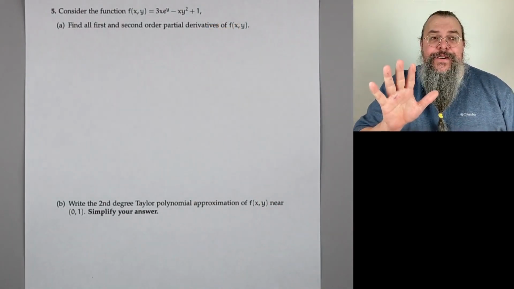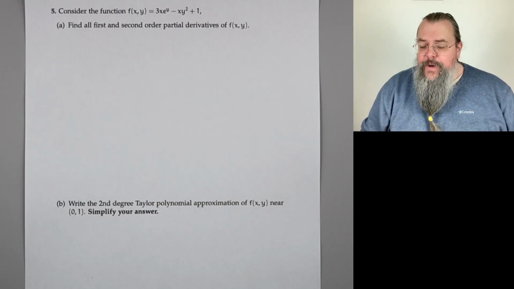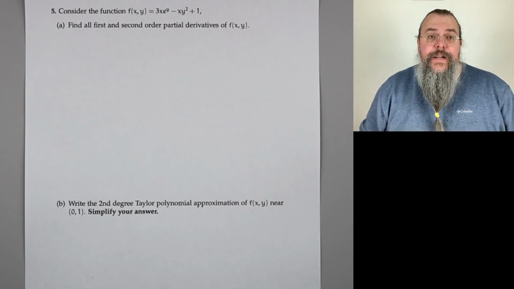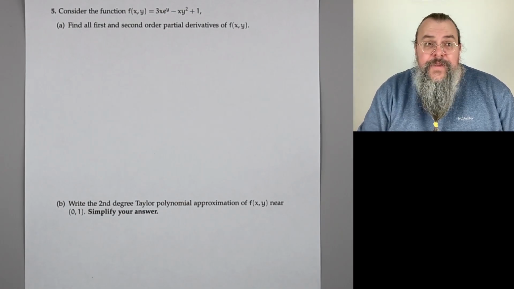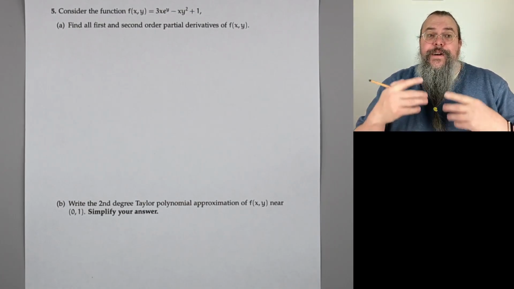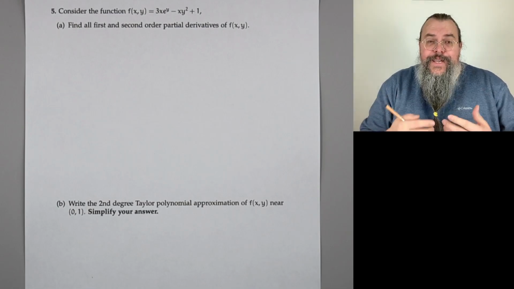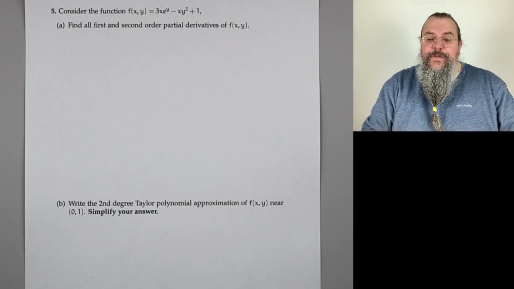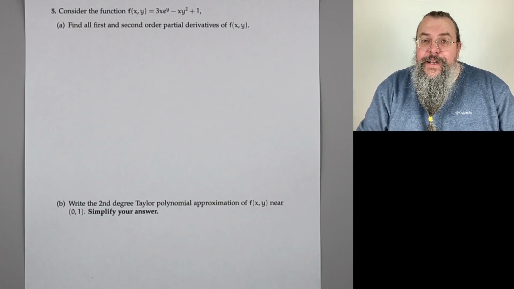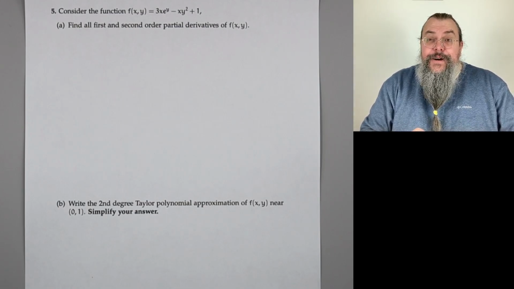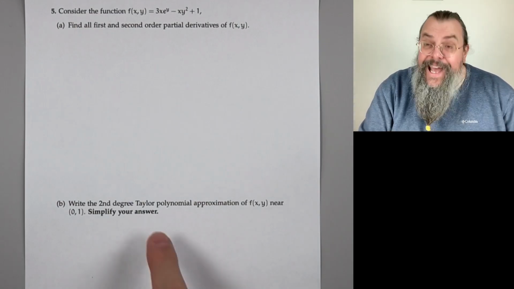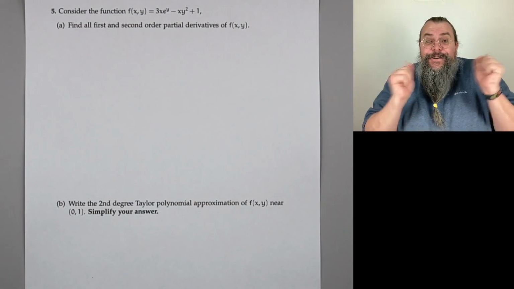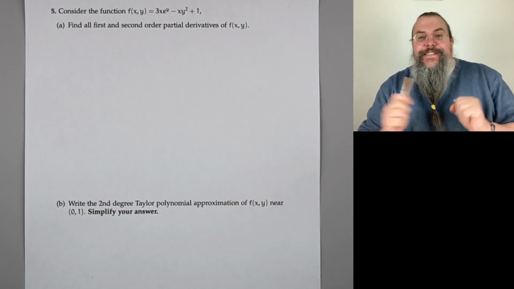Number 5. Consider the function f of x, y, which is 3x e to the y minus xy squared plus 1. Part A says, find all the first and second order partial derivatives of f of x, y. Even without looking at part B, I'm like, uh-oh, second order partial derivatives, Taylor polynomials. And that's what it says. Woo-hoo! All right, good stuff coming.